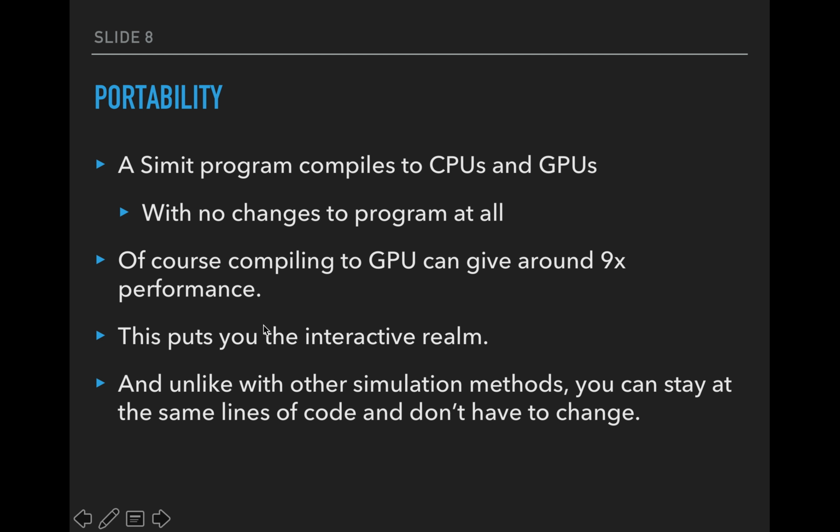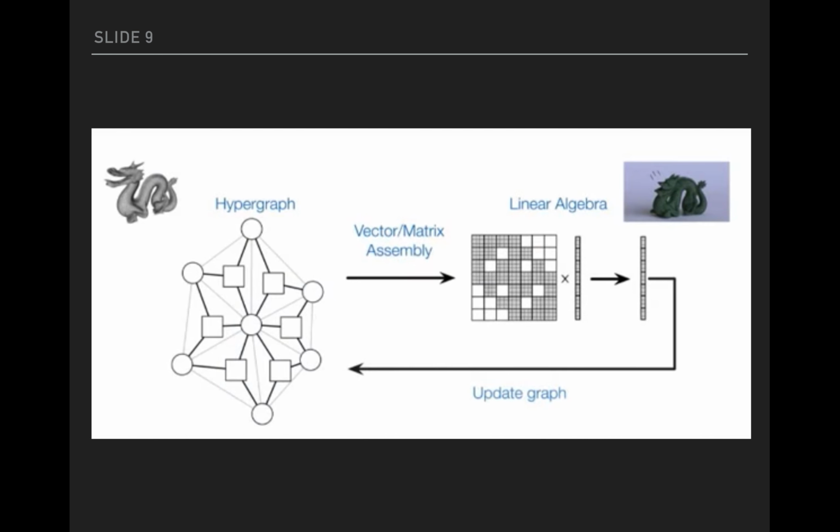Another benefit of SIMIT is it compiles to CPUs and GPUs just the same. You don't need to change your program. Generally, if you're writing for a GPU, you need to write different code. You write a lot more code. SIMIT is not the case. Of course, compiling for the GPU will give you around a 2 to 20 times performance improvement. This puts you into the interactive realm, which is like a video game, right? This can work for video games. And unlike other simulation methods, you stay at the same lines of code and don't have to change when you go from a CPU to a GPU.